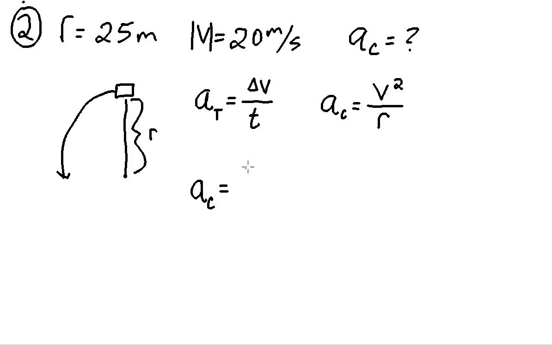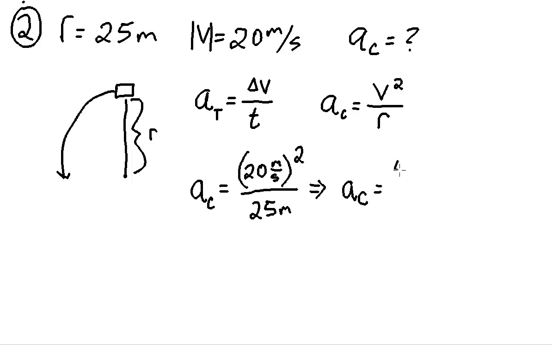The centripetal acceleration is going to be equal to our, not velocity, but speed squared. So that's 20 meters per second. This whole thing needs to be brought to the second power, divided by the radius, which is 25 meters. So let's take care of our numerator. 20 times 20 is 400 meters squared divided by seconds squared. So we divide that by 25 meters.